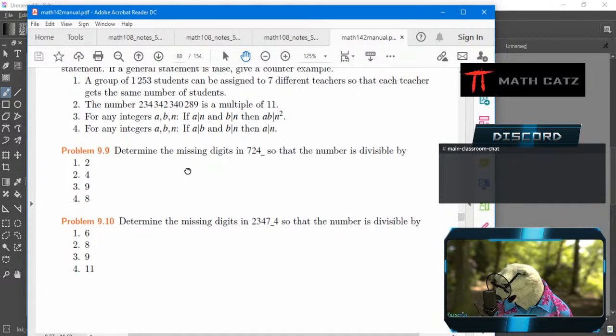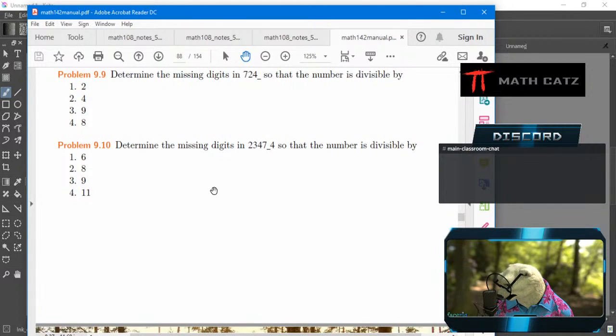And then 9.9 and 9.10 are similar to the last exercise we did. So have a look at those if you feel like it, or if you don't, whatever you like to do to make sure you master this topic.